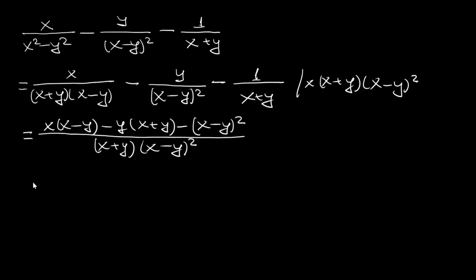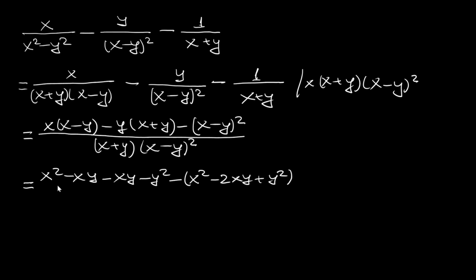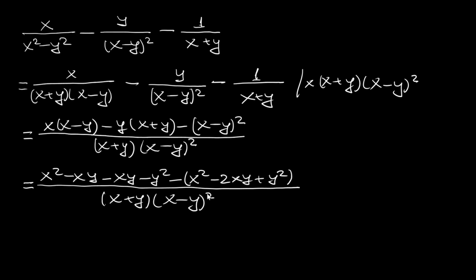All right. Now we have to remove some brackets. We have x squared minus xy from the first one. Then we get xy again, or yx, but it's the same thing, minus y squared. And then we have, let's see what we have. We have x squared minus 2xy plus y squared. And the denominator remains unchanged, namely x plus y times x minus y squared.